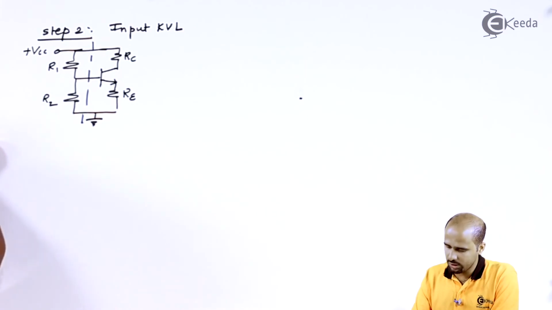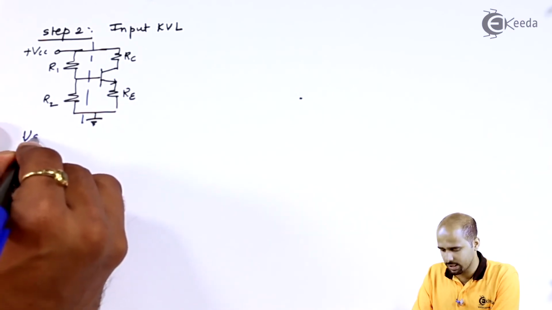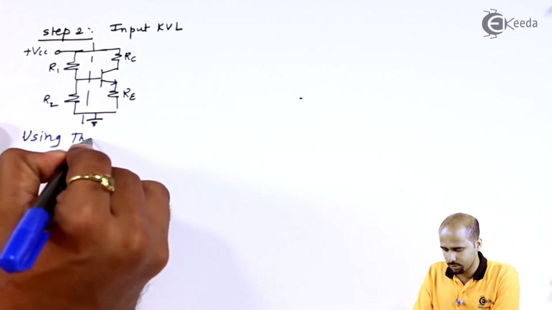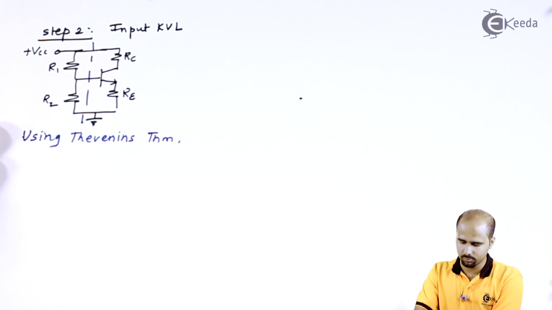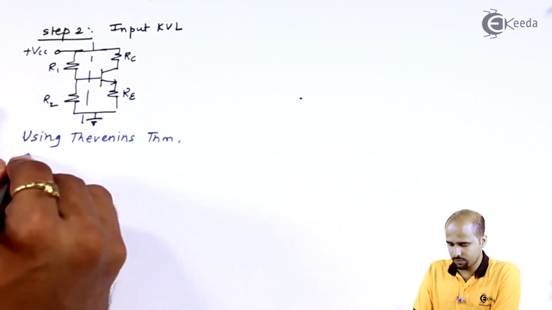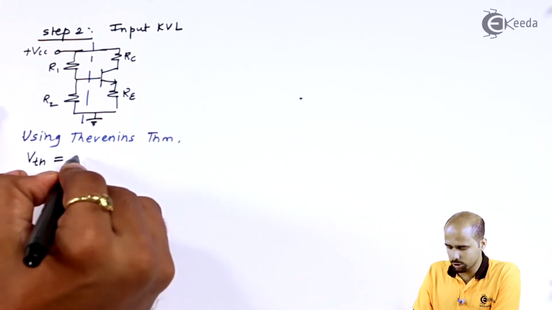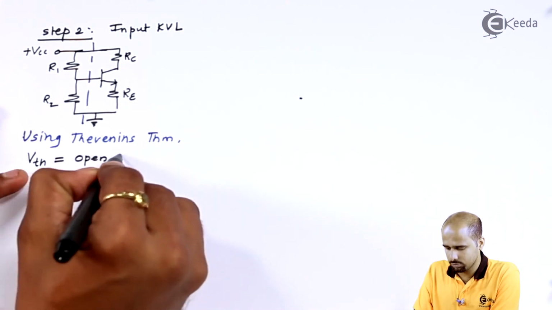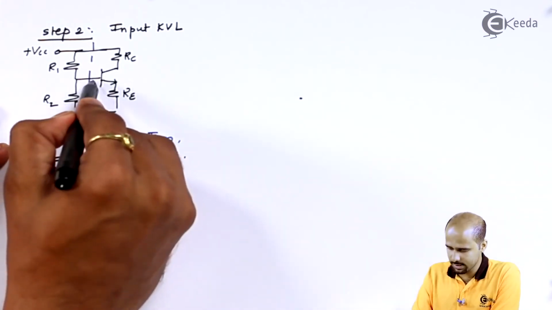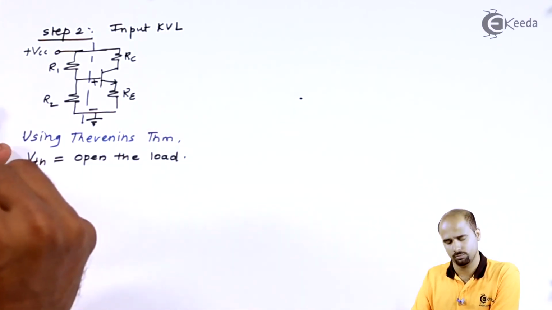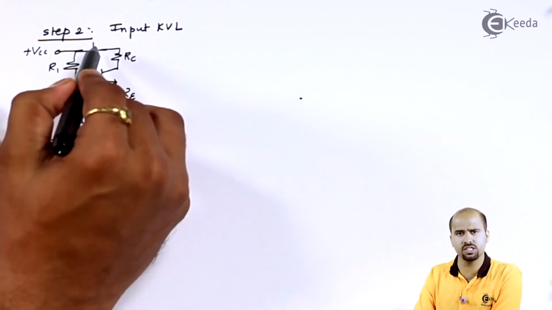Okay, so let's say that I want to use Thevenin's theorem. Using Thevenin's theorem, first of all, we'll have to calculate the value of VTH. For VTH, we all know that we open the load. For us, this is nothing but our load. So we will remove this circuitry which is at the right hand side of this dotted line.